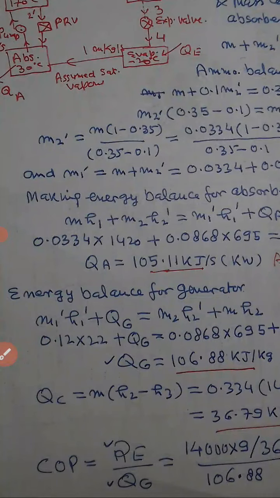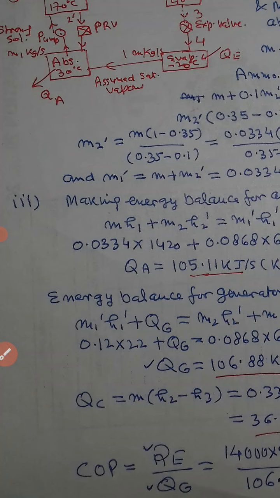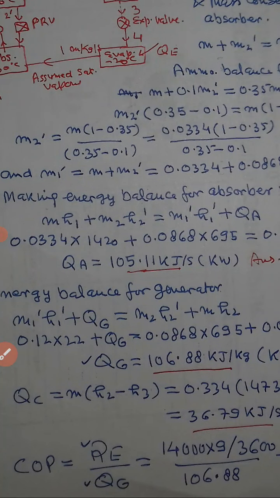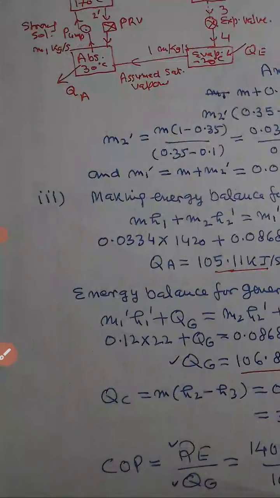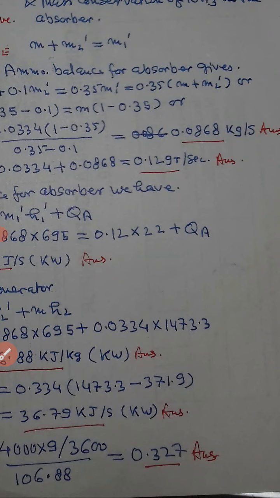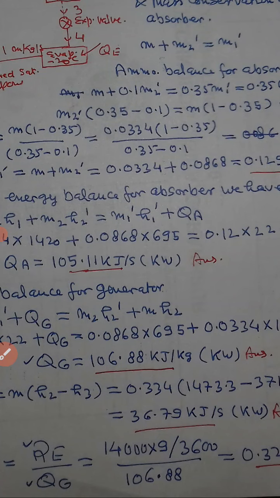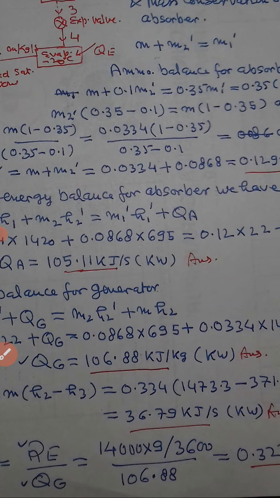Then energy balance for the generator. For the generator, m1 dash H1 dash plus QG is equal to m2 into H2 dash plus m into H2. That gives 0.12 into 22 plus QG is equal to 0.0868 into 695 plus 0.0334 into 143.3, and QG will come out to be 106.88 kilojoule per second, that is in kilowatt.